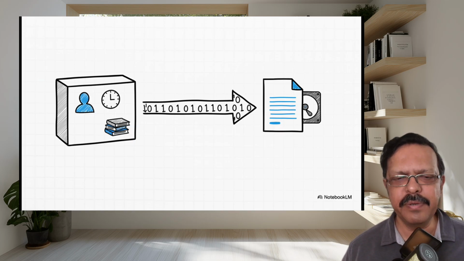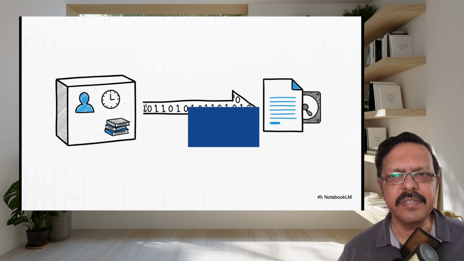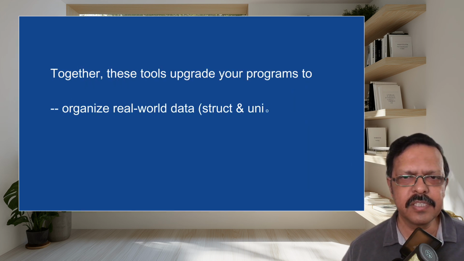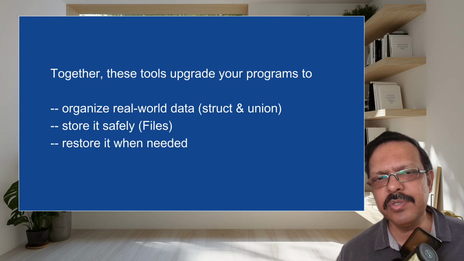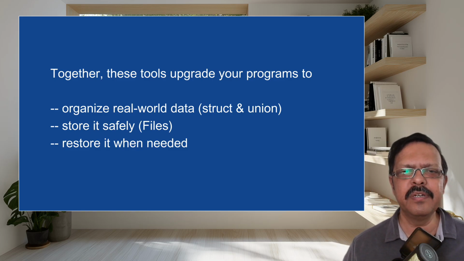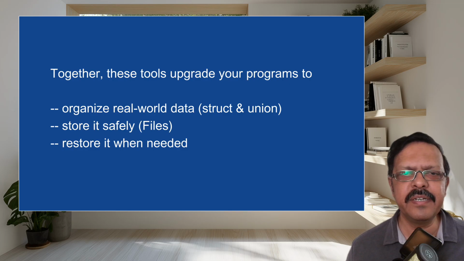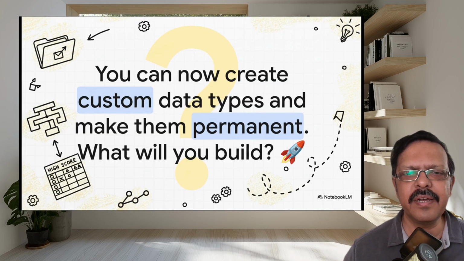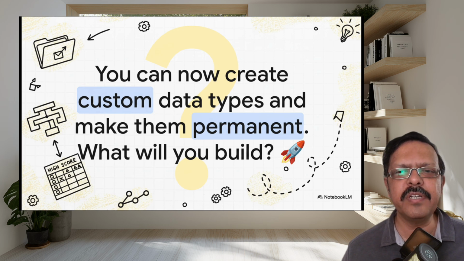So let's quickly try to bring it all together. By now we have learned two of the most important concepts in building real applications in C. Structures and unions allow you to model real world objects. File handling ensures your information survives beyond the lifespan of a program. All of these together upgrade your programs from temporary, short-lived experiments into meaningful applications that can organize data, store it safely, restore it, and behave predictably. So this is the point where C begins to feel very powerful in your hands.